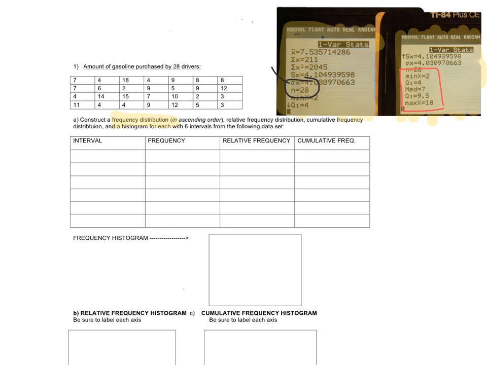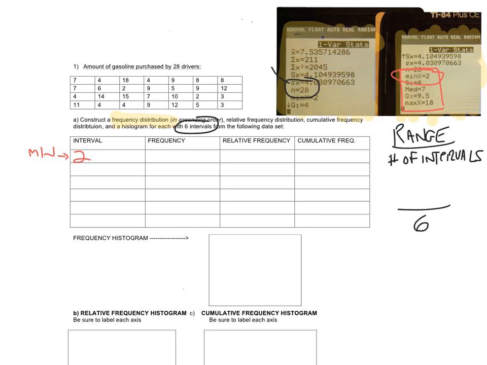The minimum value of 2 is always the starting point of the first interval. So we always start off our first interval at the minimum value. Now what we need to calculate is how big of an interval, the interval size, what they call the class width. In order to do that, we're going to calculate the range of the data, and divide that by the number of intervals which the problem will tell you to set up. Here, you're asked to set up 6 intervals. So we're going to take the range of the data and divide it by 6.